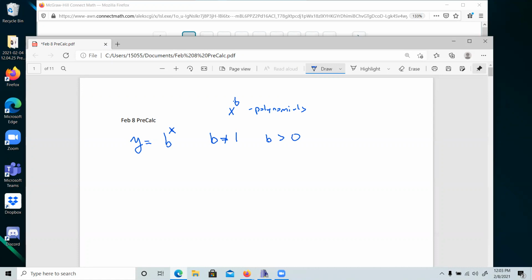The reason we want b to be positive is because if we have a negative number in here, remember x is any number from negative infinity to positive infinity. So pick any number with a fraction in it, specifically one where the denominator is even. That would be something like negative 3 to the 1/4, which would be 1 over the 4th root of negative 3. And this just isn't going to exist. This is not a real number. This is an imaginary number.